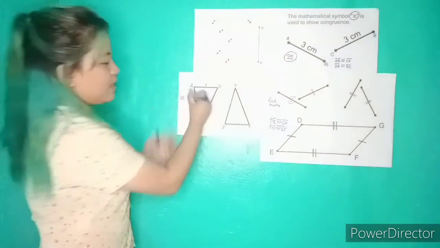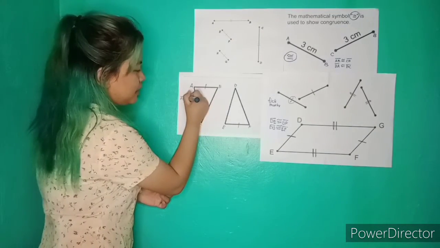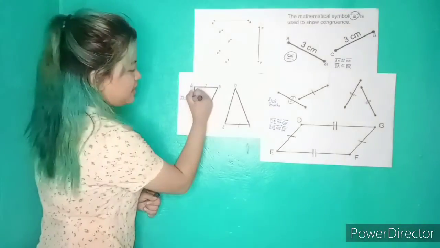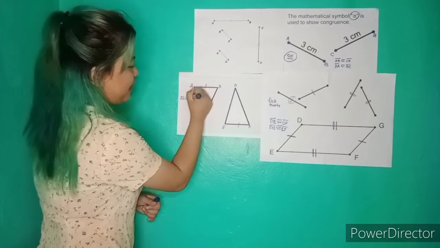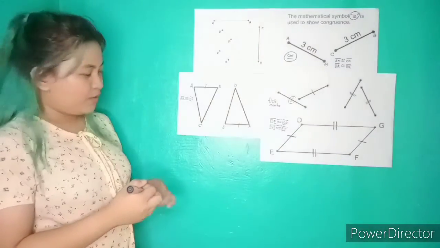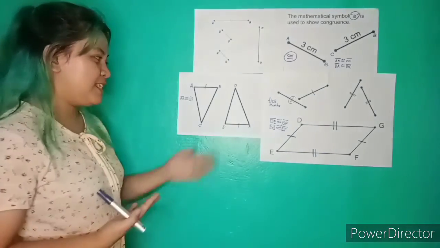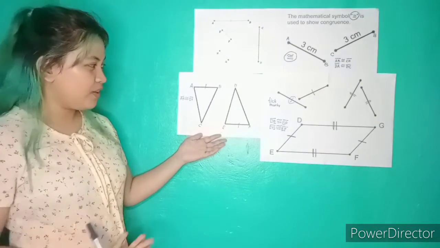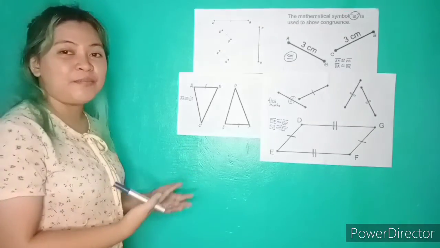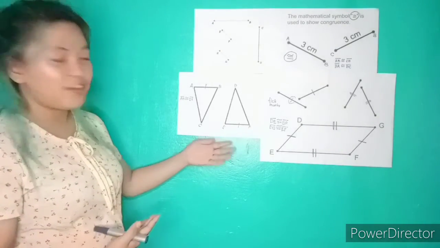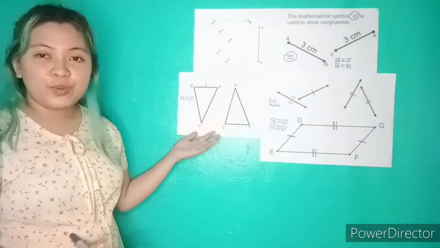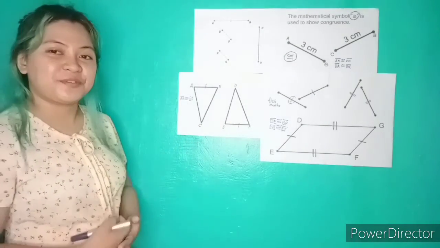is congruent to line segment EF. Very good. Now, where are other congruent line segments here that you can see? Look at the example carefully so you can see the difference of these two triangles.